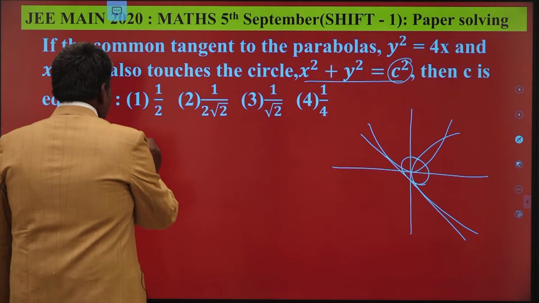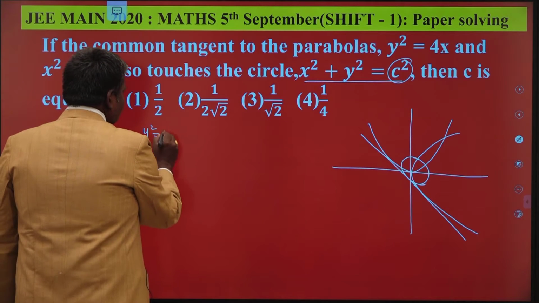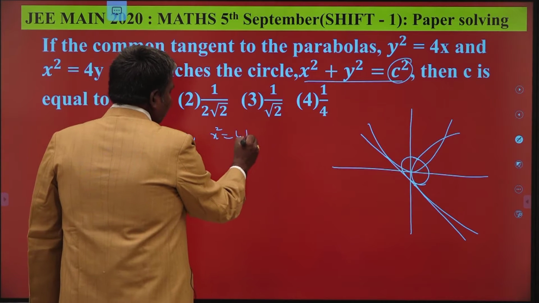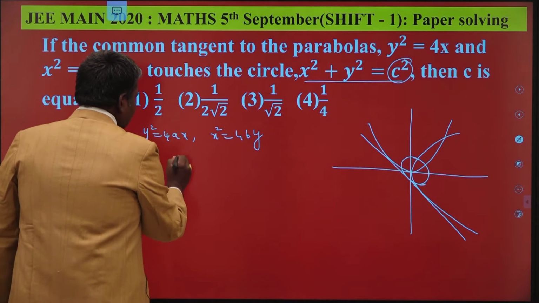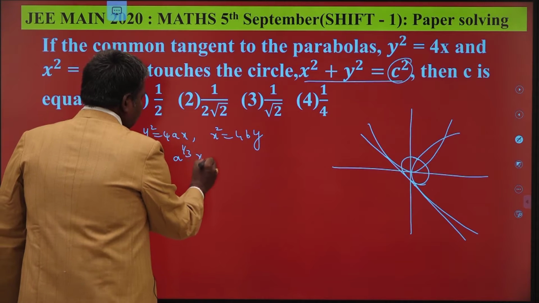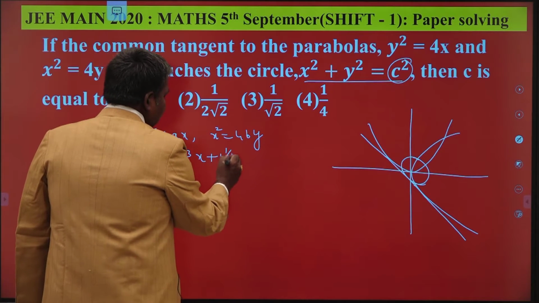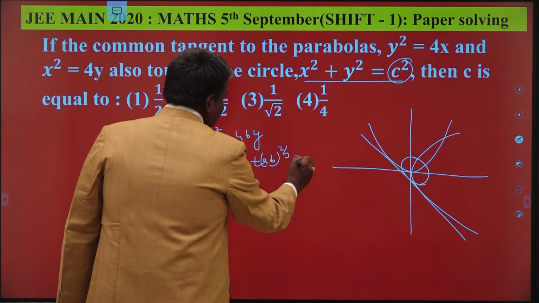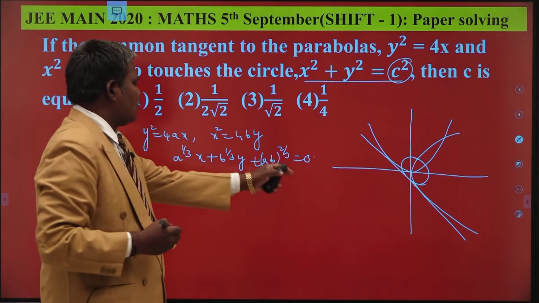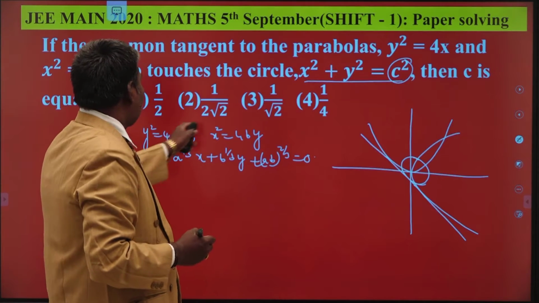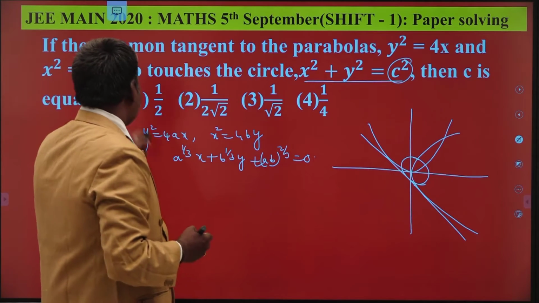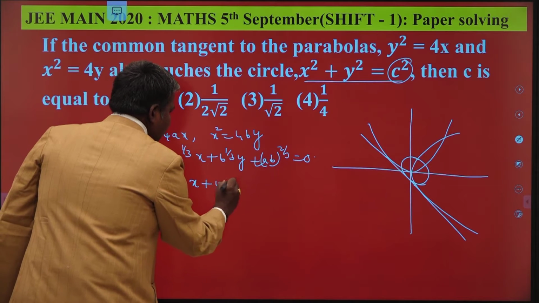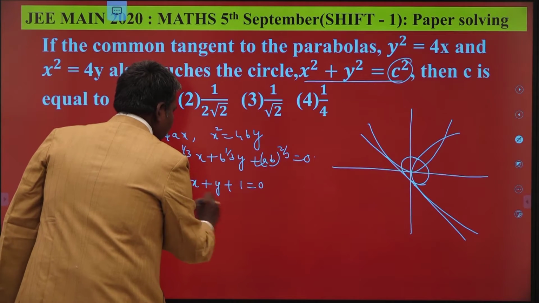We know that for y square is equal to 4ax, x square is equal to 4by, the equation of common tangent is a power 1 by 3 into x plus b power 1 by 3 into y plus (ab) whole to the power of 2 by 3 is equal to 0. This is the equation of common tangent. For our case, a is equal to b is equal to 1, therefore the equation of common tangent becomes x plus y plus 1 is equal to 0.